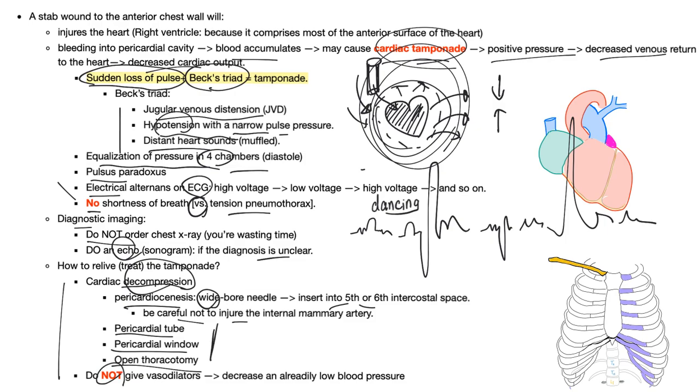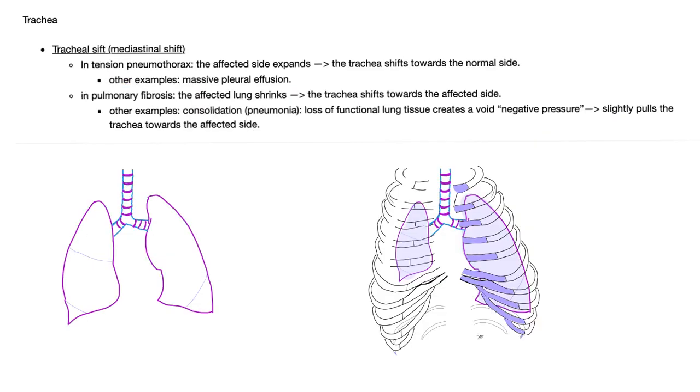relieve the pressure. Do not give vasodilator. You will decrease an already low blood pressure. Your heart cannot pump. Okay, so your blood pressure is low and you're giving a vasodilator. What kind of a stupid are you? Forgive my language. Next, we have the trachea.